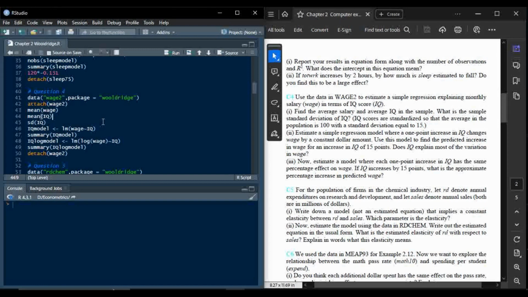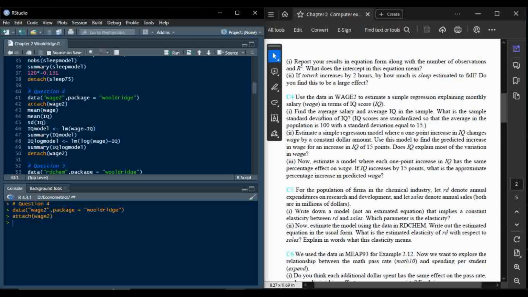So in continuation with the previous video, let's start with question number 4. In this question, the wage2 dataset is being used. Therefore, pass this command, data wage2, and use this package Wooldridge. Press Ctrl plus Enter. Then attach this dataset.